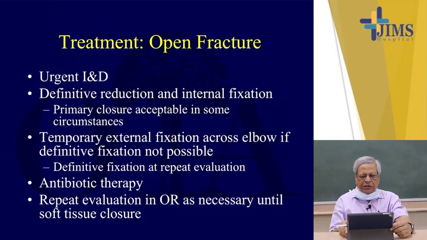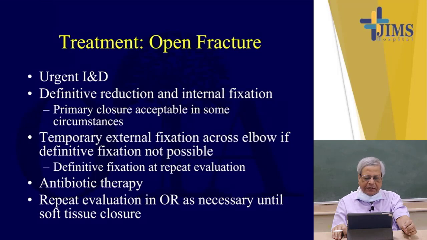If it is an open fracture, the principles are urgent exploration and debridement of the soft tissues, debridement of the dead tissues, and of course, definitive reduction and internal fixation. In many cases, primary closure is acceptable. Temporary external fixation across the elbow if definitive fixation is not possible. Definitive fixation at the repeat evaluation.